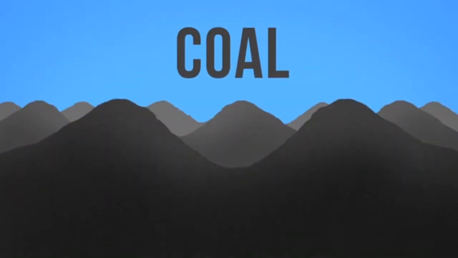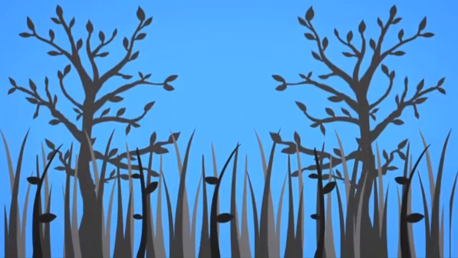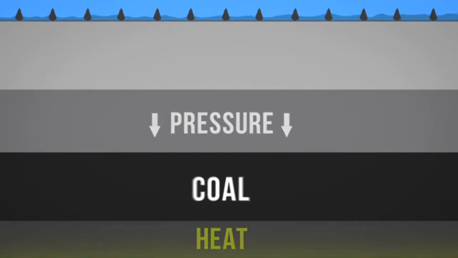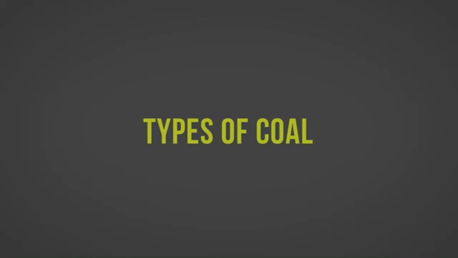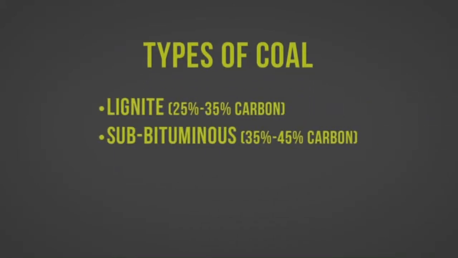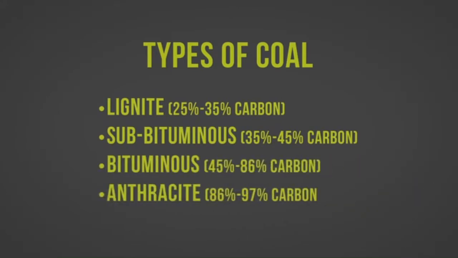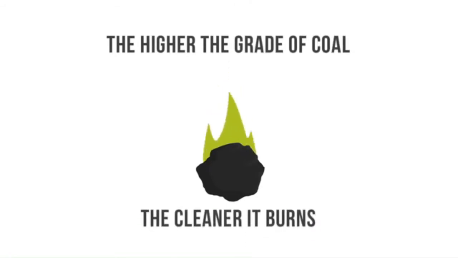Coal. Coal is a black or dark brown combustible rock made primarily of carbon. It was formed millions of years ago when ferns, plants, and trees died and fell into swamps. The swamp conditions prevented the organisms from decaying completely, and after millions of years of intense heat and pressure, coal was formed. Coal is classified into four main types or ranks based on carbon and heat content: lignite, subbituminous, bituminous, anthracite. The general rule is that the higher the grade of coal, the cleaner it burns and the more versatile its uses.